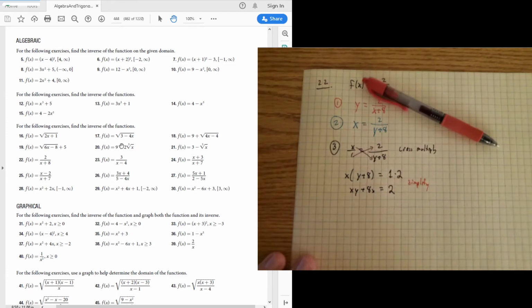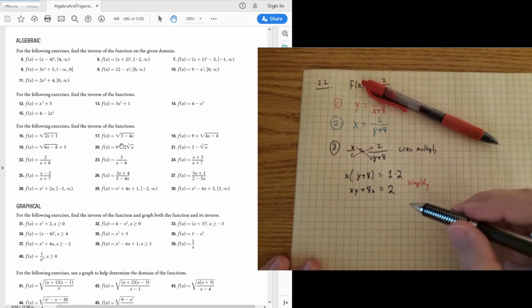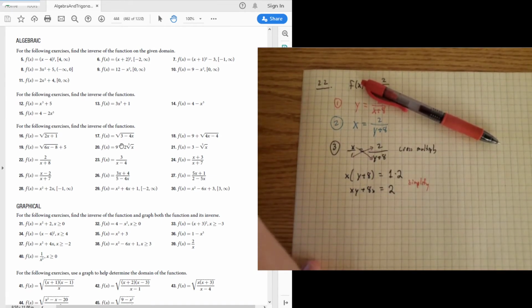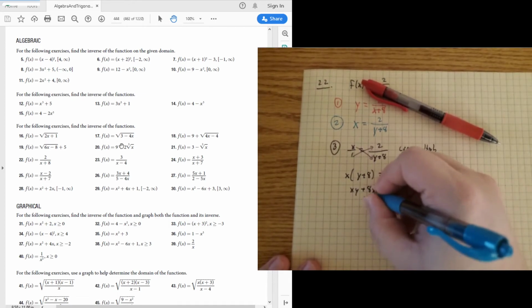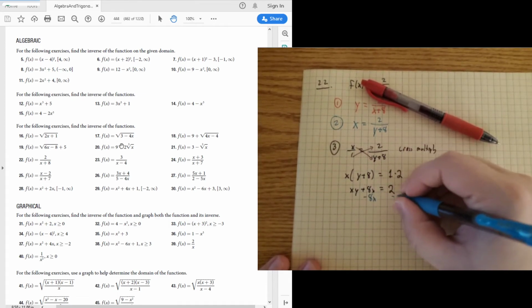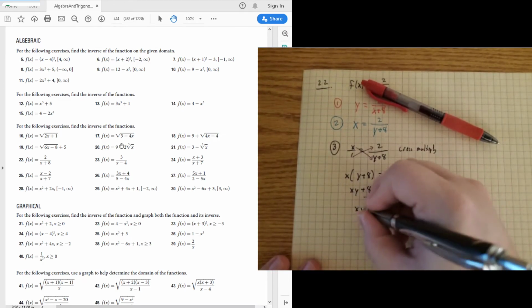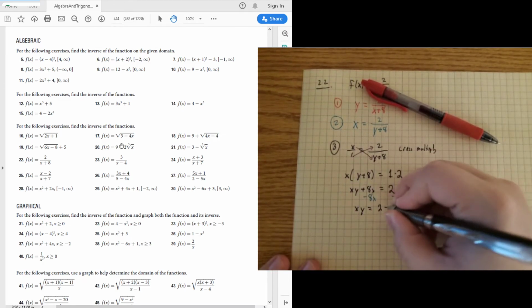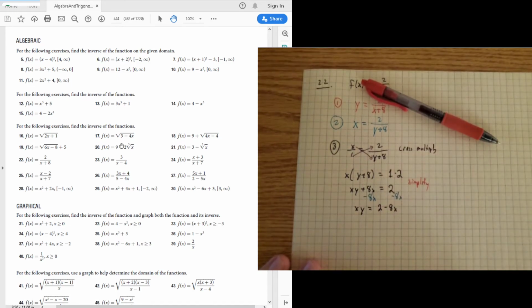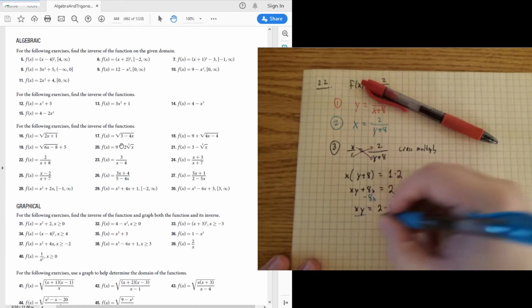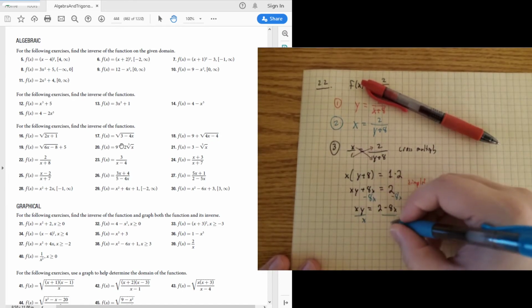Now, once we simplified, we're going to attempt to solve for y. Well, how do I get y by itself? I'm going to start by moving the 8x over. That would give me xy equals 2 minus 8x. And then I am actually going to divide both sides by x.